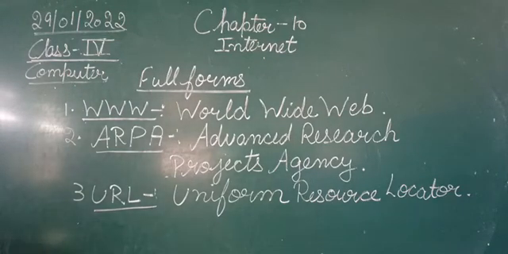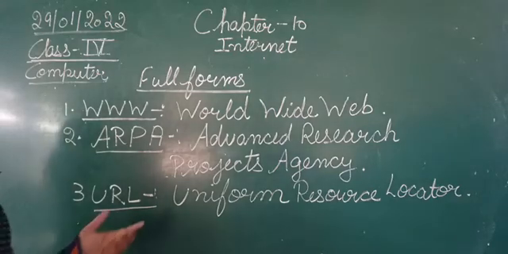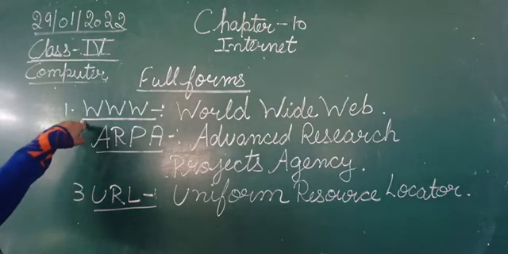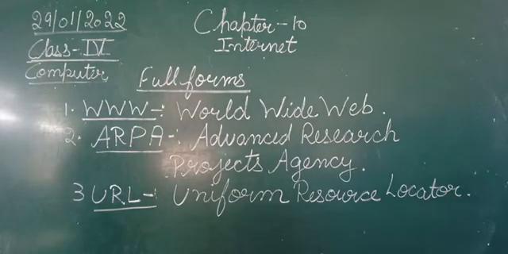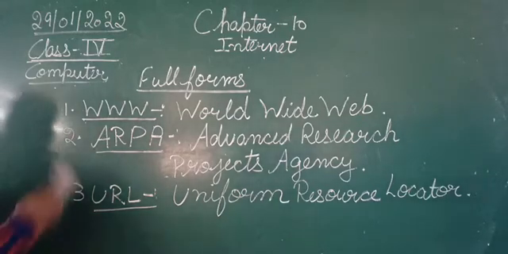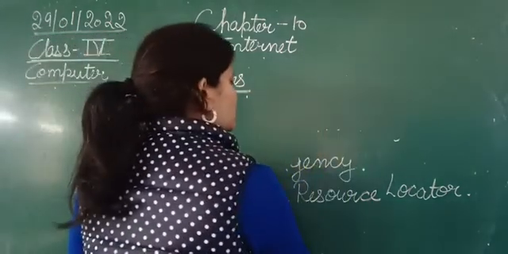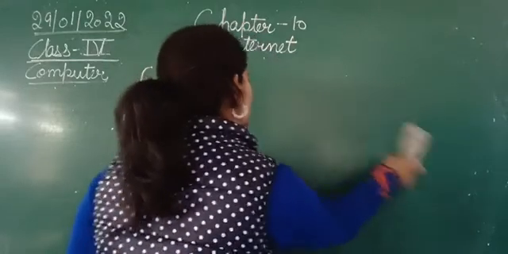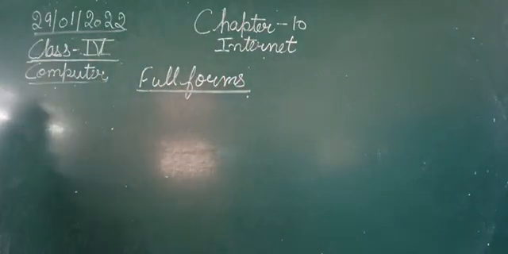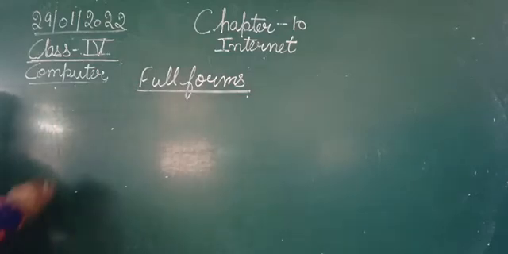Moving next to the fourth one. First of all, pause the video and note it down in your notebook. www means World Wide Web. ARPA means Advanced Research Projects Agency. Next is URL, Uniform Resource Locator. The fourth one is ISP. What is the full form of ISP? The full form of ISP is Internet Service Provider.